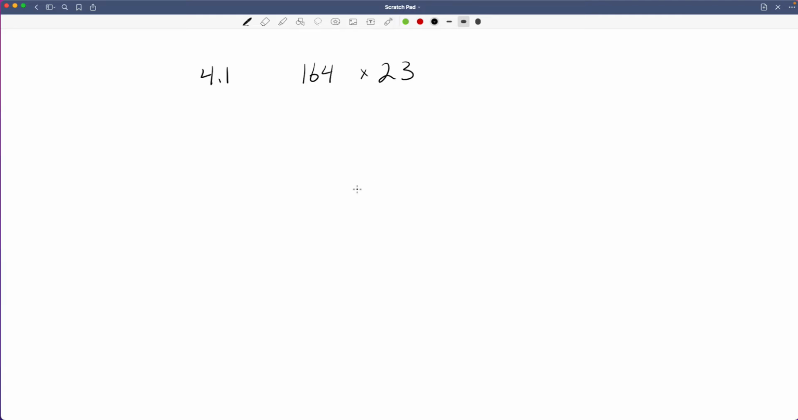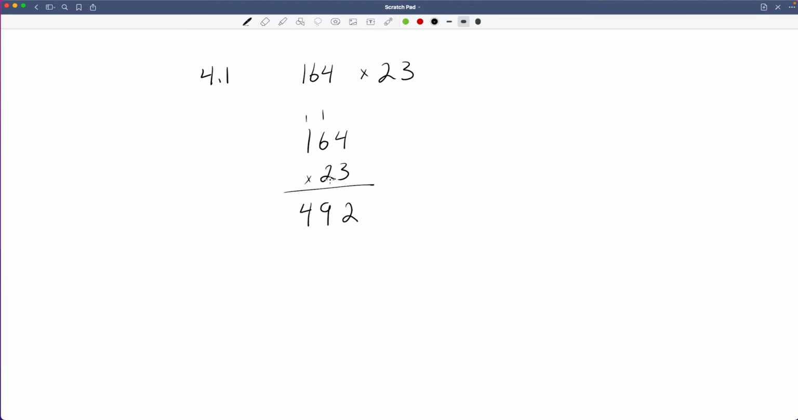So one of the easiest ways to do multiplication is to stack it. If we stack it like this, we can multiply, and we do our ones place first. So 3 times 4 is 12, carry the 1. 3 times 6 is 18, plus 1, that's 19. Carry the 1. 3 times 1 is 3, plus 1 is 4.